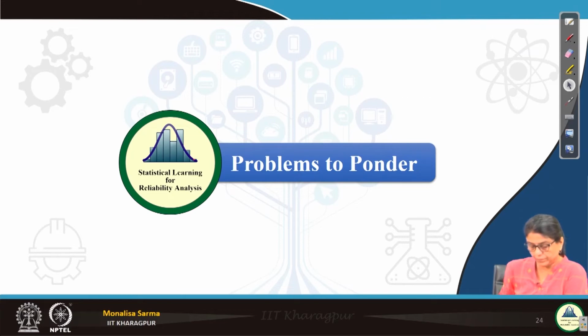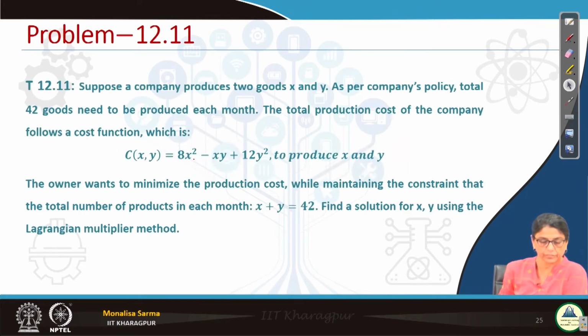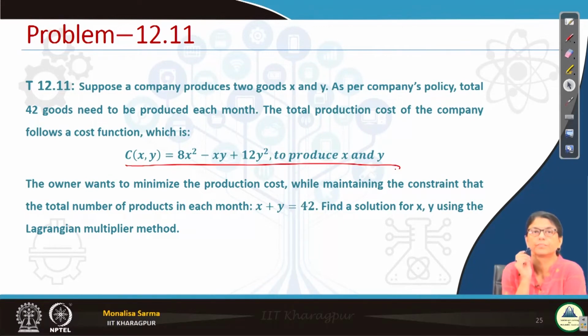Now some problems. As I told you, these problems are not classification problems per se. Suppose a company produces two goods X and Y. As per the company's policy, a total of 42 goods need to be produced each month. The total production cost of the company follows a cost function. So this is the production cost function for the two types of goods X and Y.